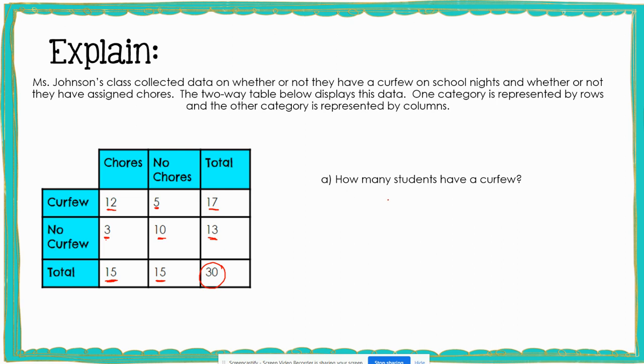Question A says, how many students have a curfew? Well, we know that there are 12 students who have a curfew and chores and 5 students who have a curfew and no chores. But if I'm looking for the total number of students who have a curfew, I'm going to look in this column or this row and I'm going to go all the way to this totals part. Well, this shows me that there are 17 students who have a curfew.